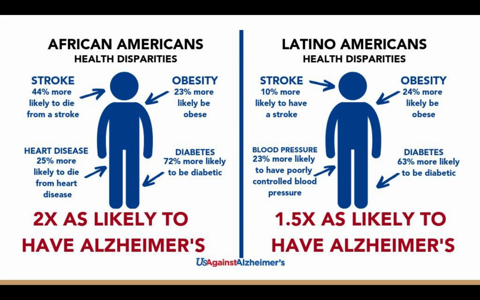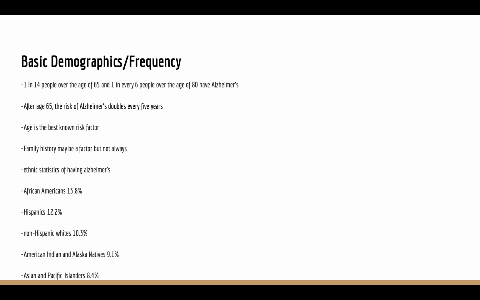So here is a demographic comparing African Americans and Latino Americans with their health issues. And as you can see, with the higher percent of diseases that they have, the more likely they're going to have Alzheimer's. There's a reason for this, which we'll talk about later, and it has to do with genes and how, if you have a certain gene, it can cause these diseases.